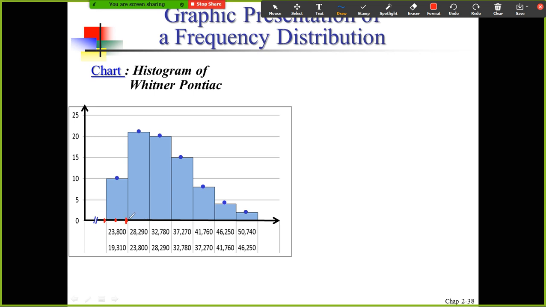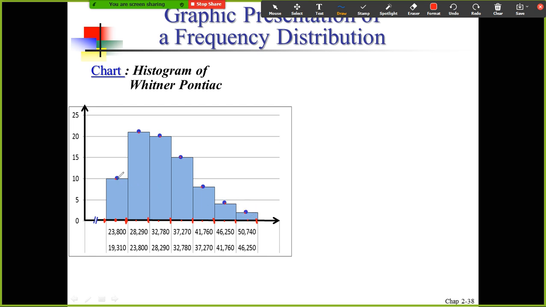If you don't have a histogram, you need the lower limit of the first class, the higher limit of the first class, the higher limit of the second class, the higher limit of the third class, and so on for the other classes, and you need to find the midpoints. Actually, this one is not midpoint. Midpoint is the height of every class frequency. That's why 10. This is midpoint, midpoint, midpoint.